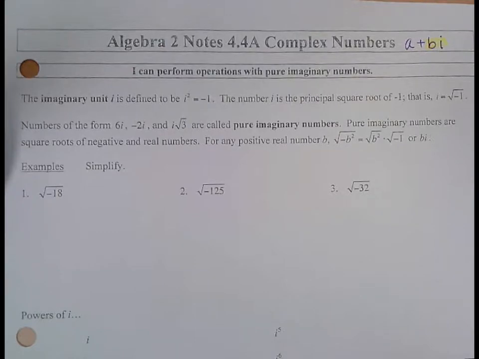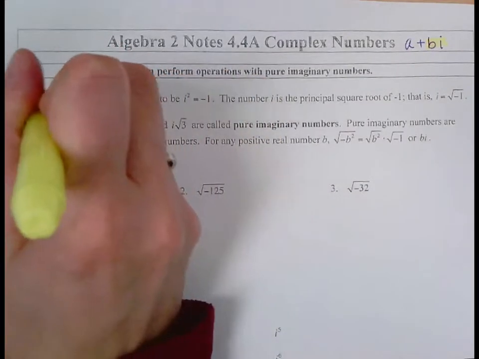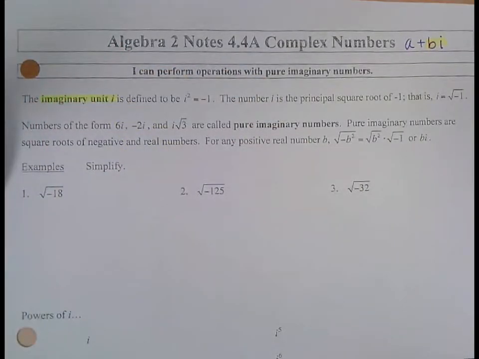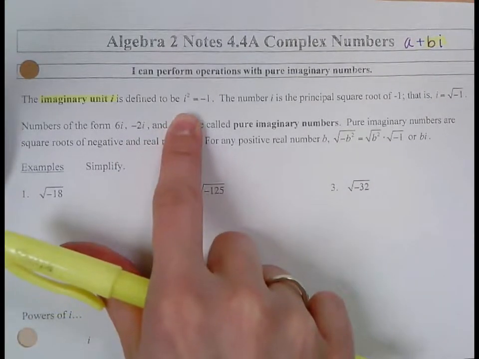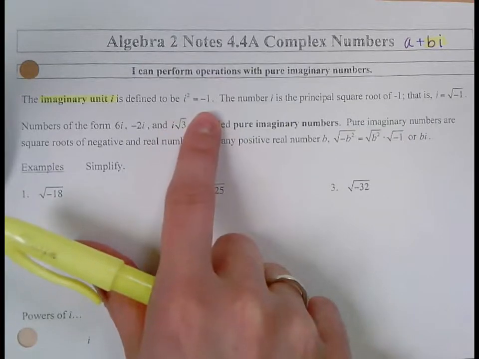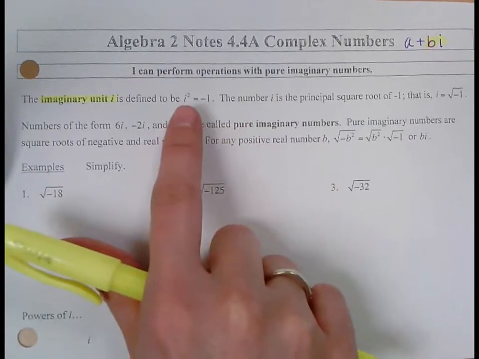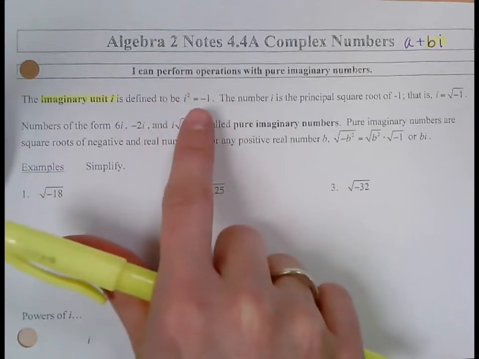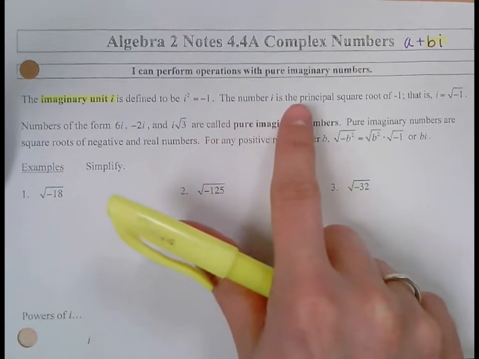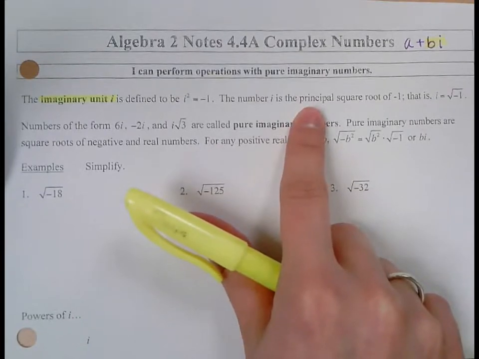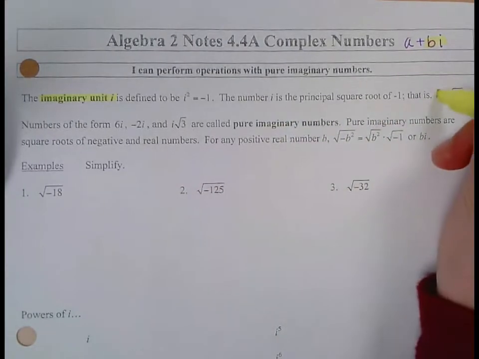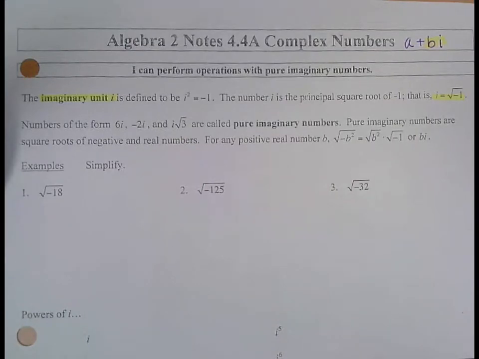The lowercase i is never used as a variable because i represents the imaginary unit. So if you see i in an expression, it means it's imaginary. And you need to know how i is defined. It's defined to be the number that when squared, so i squared equals -1. Therefore, if we solve this for i, the number i is the principal square root. That just means it's the positive square root of -1. So i is the square root of -1.